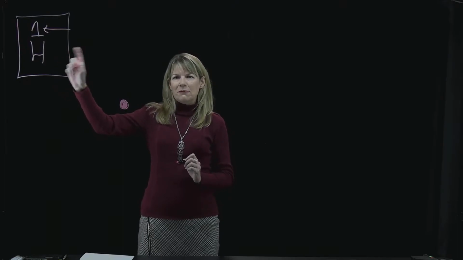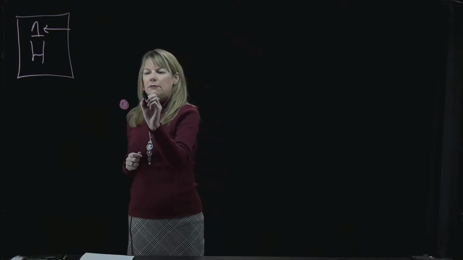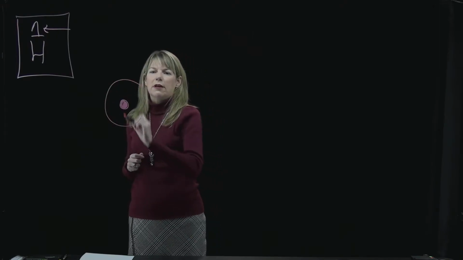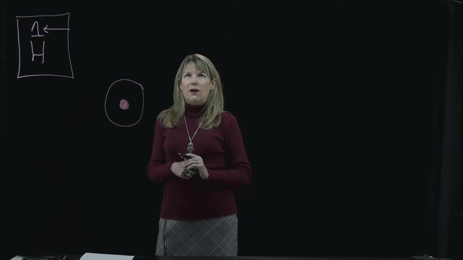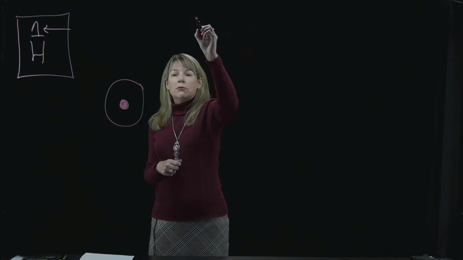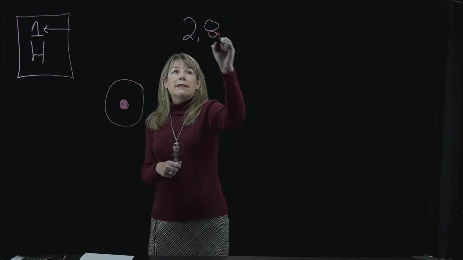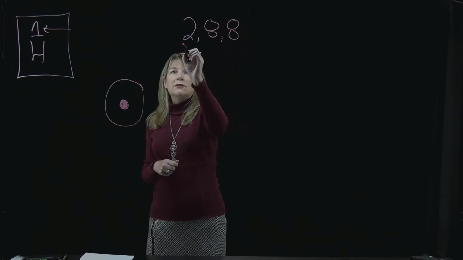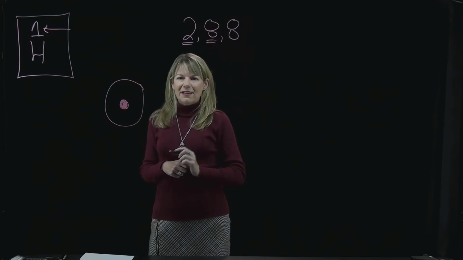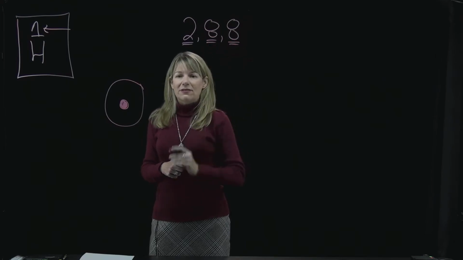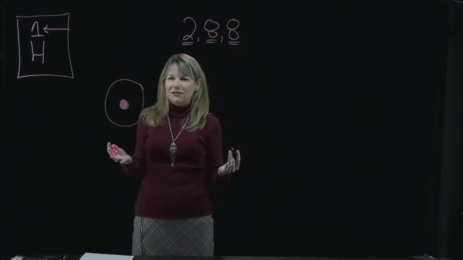But the shell model, we're really going to look at those energy levels. So I'm going to sketch in my first energy level here. And in my first energy level, I can put 2 electrons. So if you remember, our rule of thumb is going to be 2, 8, 8. I can put 2 electrons in the first energy level, 8 electrons in the second, and 8 electrons in the third energy level. And that's about as far as we will go this semester in this course.